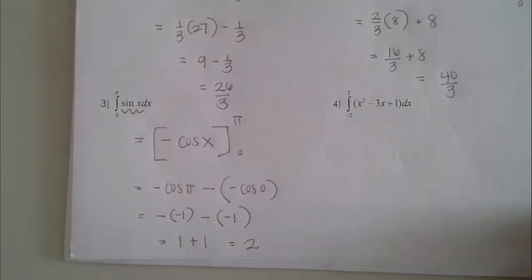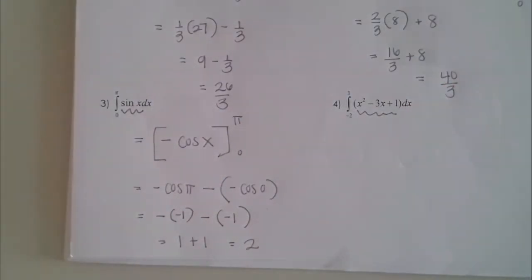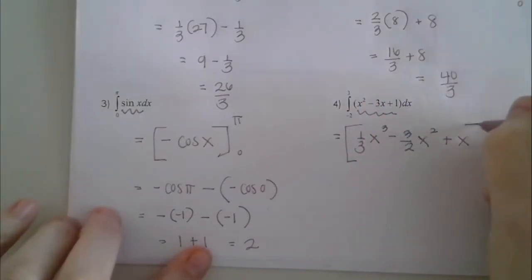Again, I'm going to let you pause and take the antiderivative of this right here just for practice sake. And here you go. When you take the antiderivative, I get 1/3 x to the third minus 3/2 x squared plus x. And then we have to remember that our interval goes from -2 to 3.